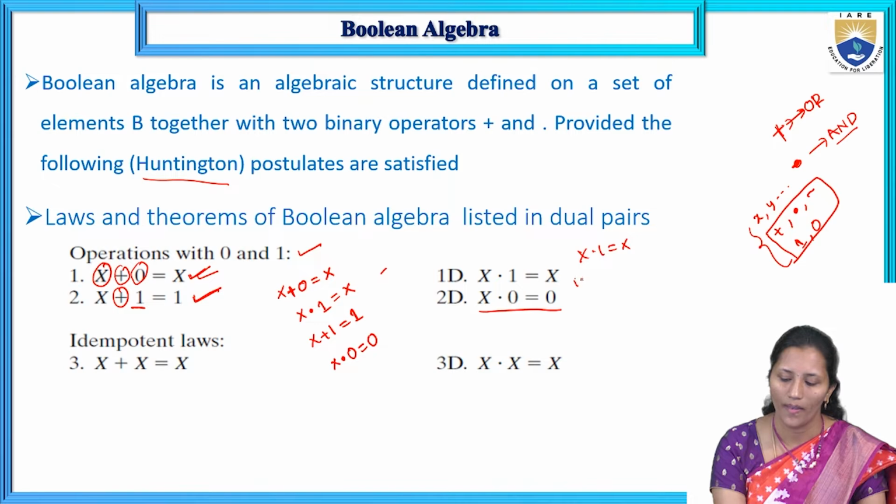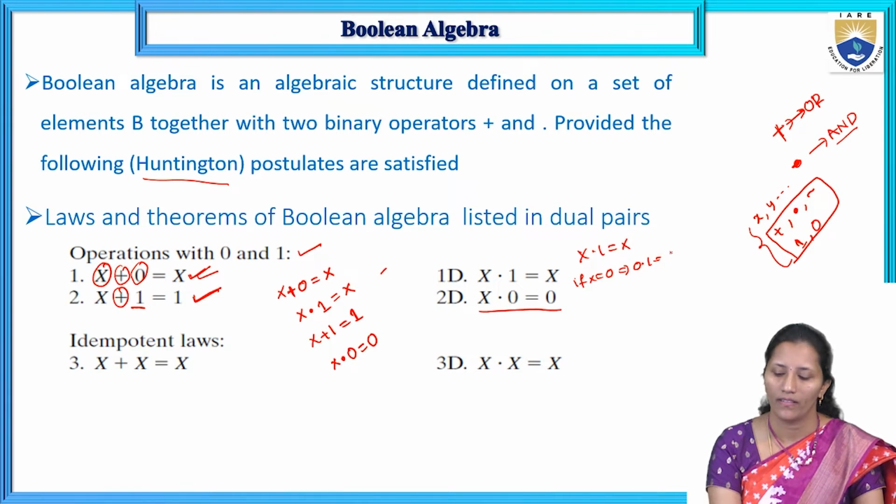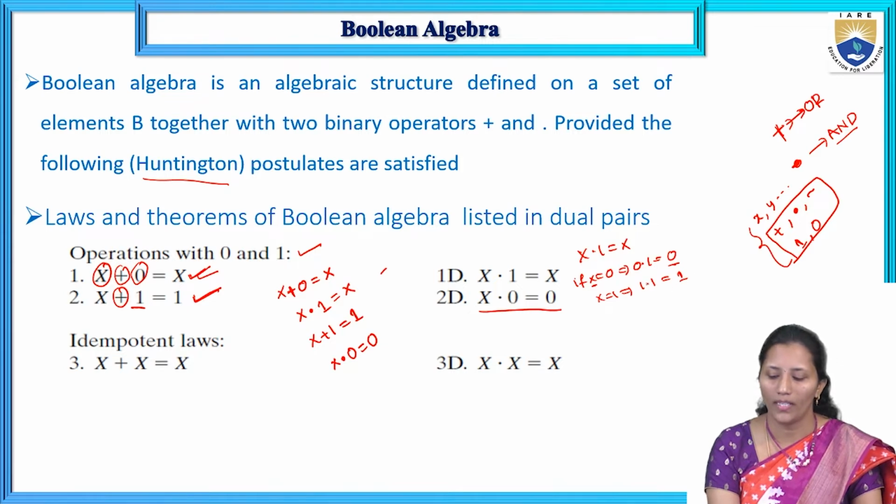Suppose x is equal to 0, then 0 dot 1 is equal to 0. So whatever x we are giving, that is coming to the output. If x is equal to 1, 1 dot 1 is equal to 1. Dot means the binary AND operator. AND is nothing but: if any one of the inputs is 0, the output is 0. If both the inputs are 1, then the output is 1. So 1 dot 1 is equal to 1.